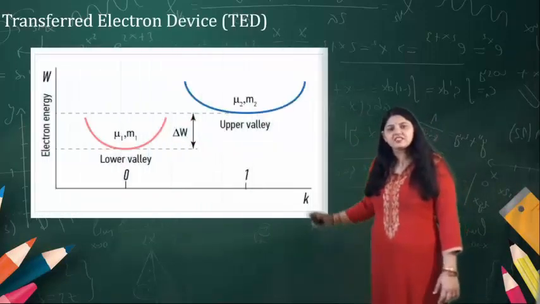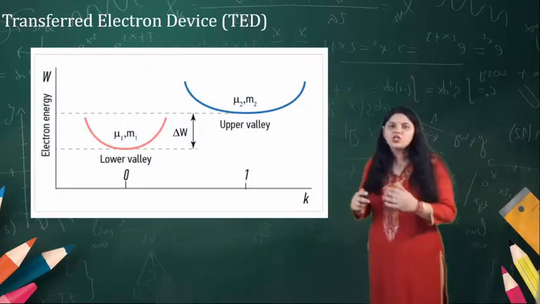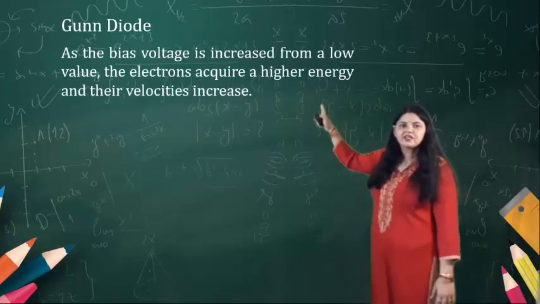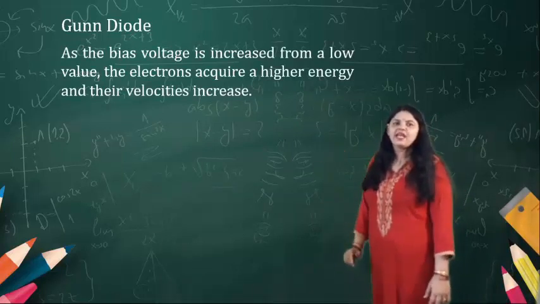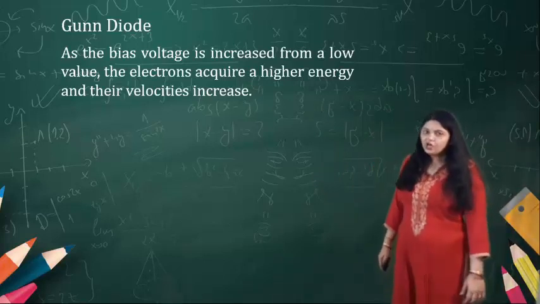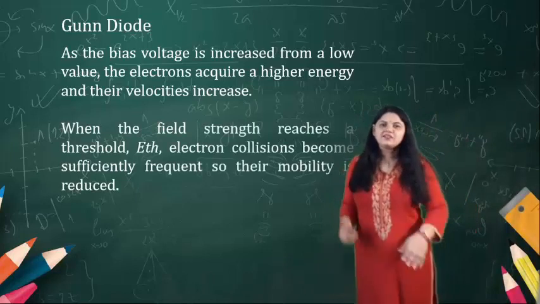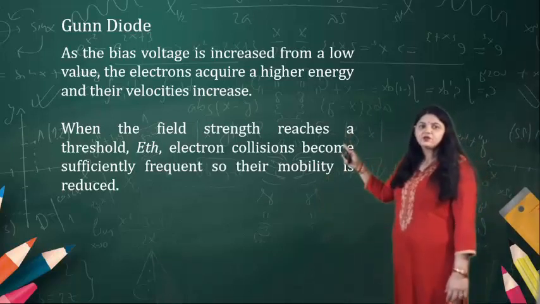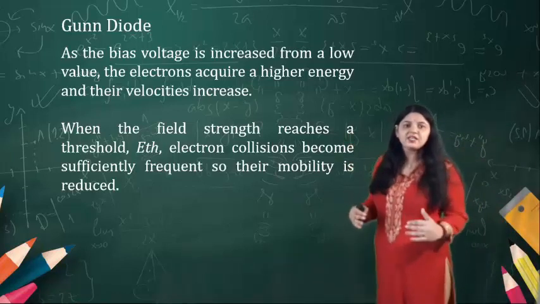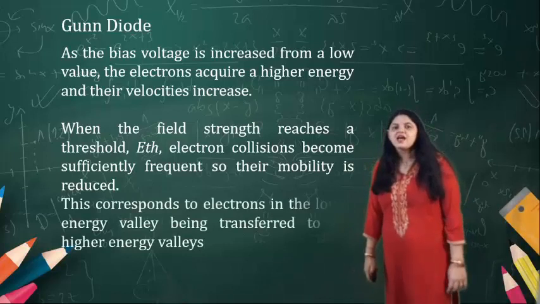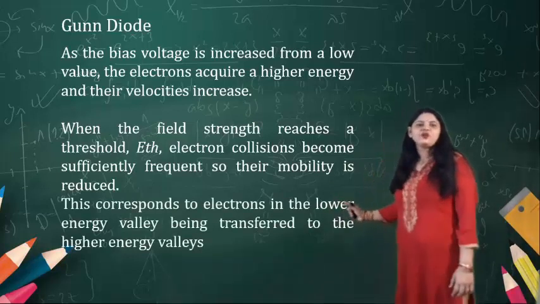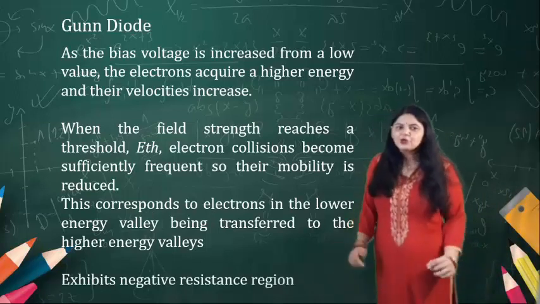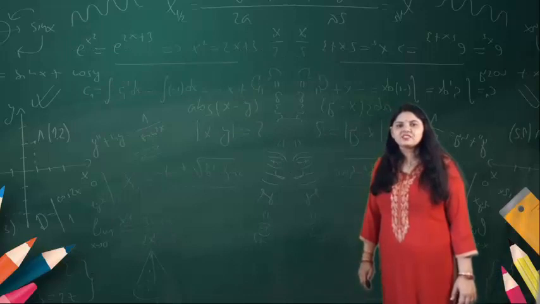Transferred electron devices transfer the electrons from the lower energy level to the higher energy level. As the bias voltage increases from a low value, the electrons acquire higher energy and their velocities increase, so they transit very fast. When the field strength reaches a threshold value, the collisions become sufficient that the mobility is reduced, and the electrons in the lower energy valley are transferred to the higher energy valley, and due to that it exhibits negative resistance.